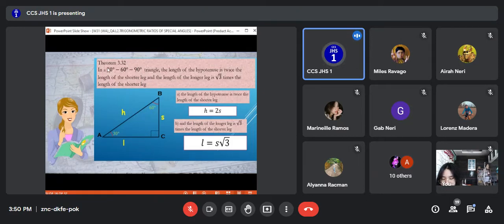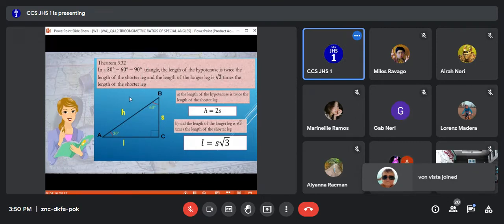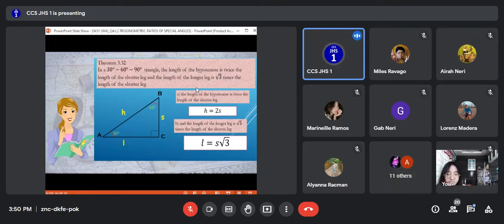Okay. In a 30, 60, 90 triangle, the length of the hypotenuse is twice the length of the shorter leg. Diba? And then the length of the longer leg is equal to square root of 3 times the length of the shorter leg. So we'll be using this theorem in our next topic of the special angles. So if we have special triangles, we also have special angles. Our special angles are 30, 60, and 45 degrees. Okay, special angles because we can easily memorize their values even without using a calculator.